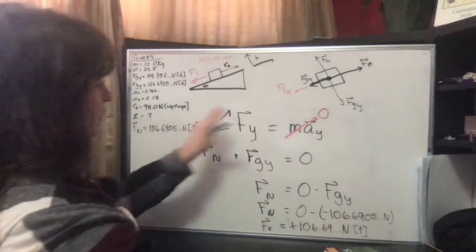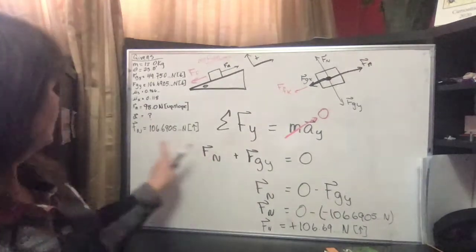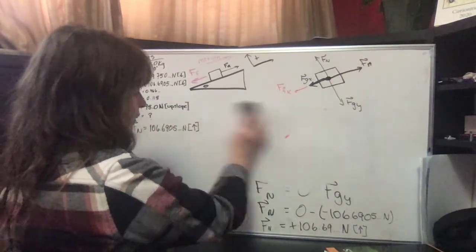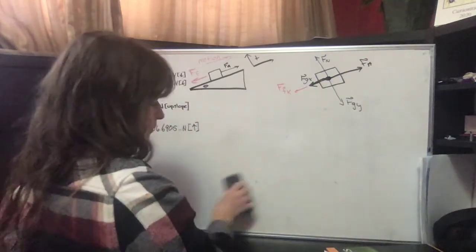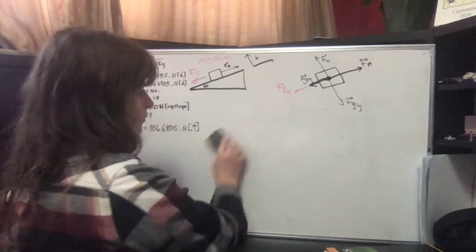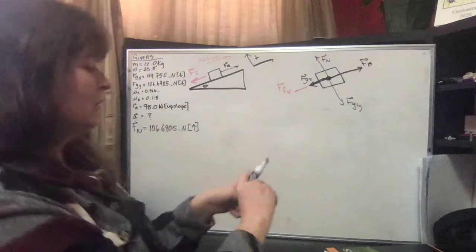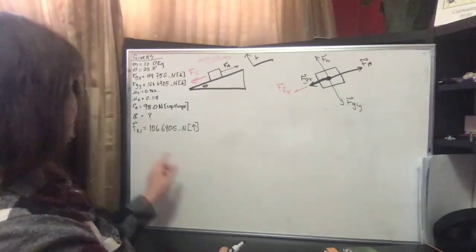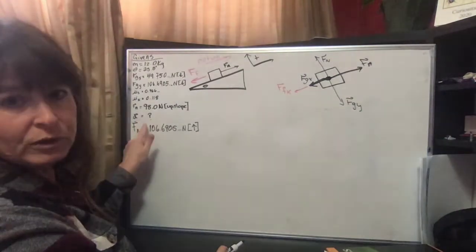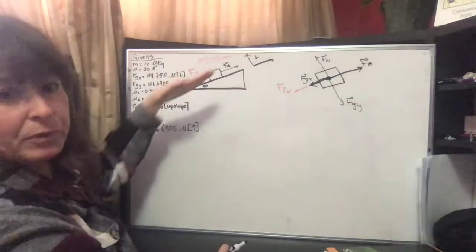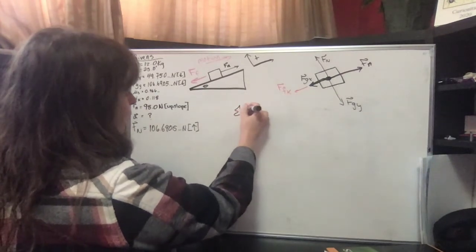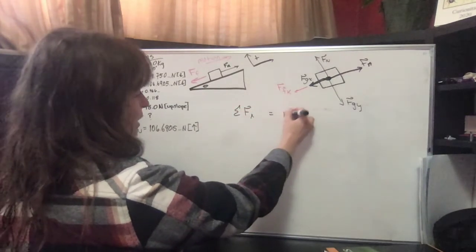All right, so that's all we needed the y dimension for. Now we have force normal. We can use that to calculate our friction in our calculation. All right, so let's have a look at the dimension of motion now. The dimension of motion is where we're going to find the acceleration of the object, and that is up the slope. Okay, so we're going to start off sum of forces in the x is equal to max.